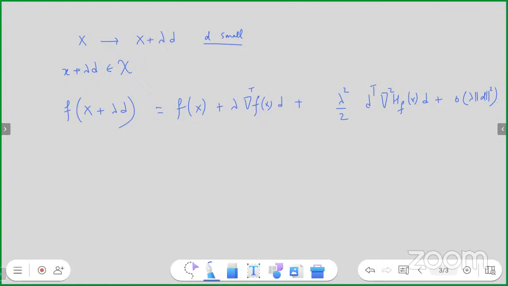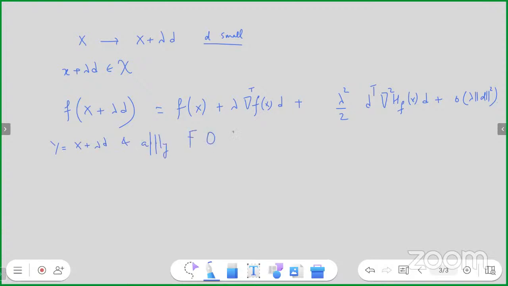This is greater, right? We proved something last time. What was that something? f of y is greater than or equal to f of x plus the gradient at x times y minus x. So just plug in y equal to x plus lambda d. y minus x is nothing but lambda d. That's what is sitting over there.